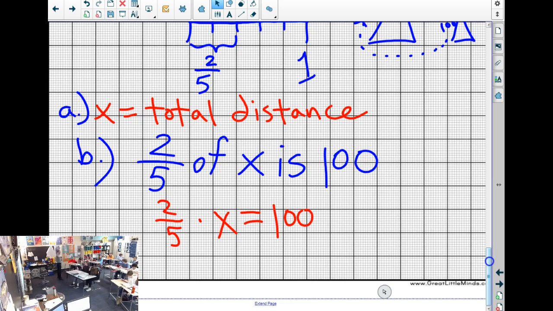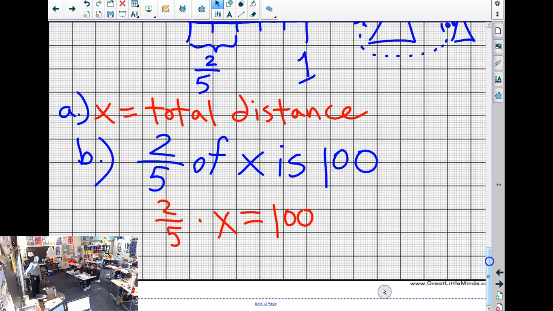If the problem was just 2 times x equals 100, what will we do to solve 2 times x equals 100? Remember, we do the opposite operation, or to solve for x, we kind of undo, we work backwards. So what's the opposite of multiplying by 2? Dividing by 2.